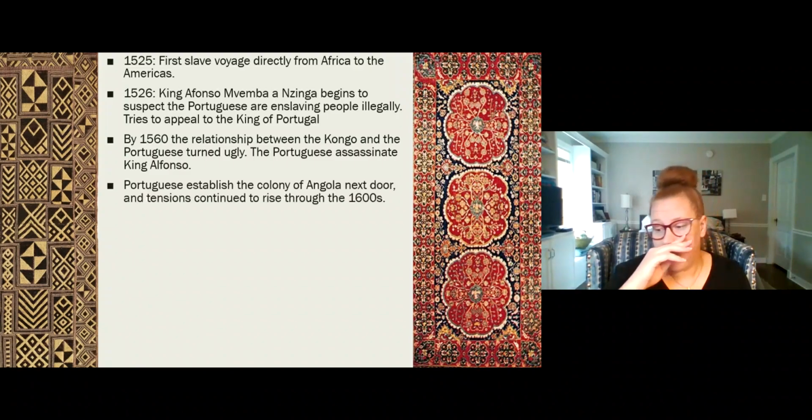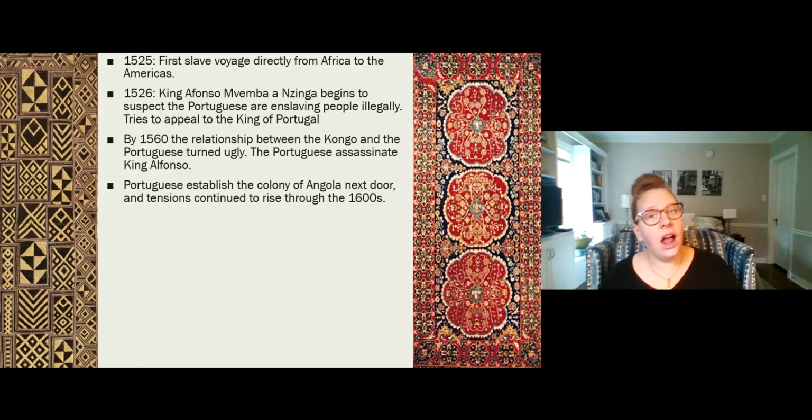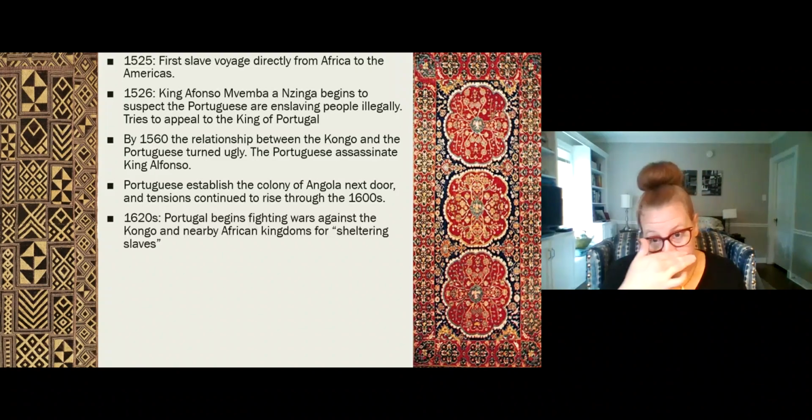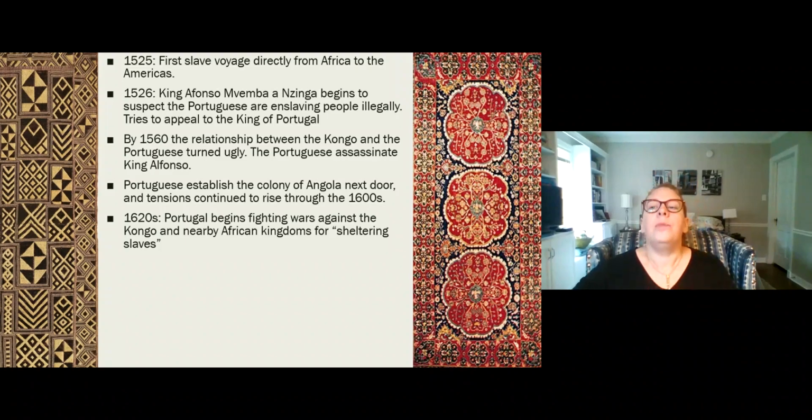Now, at this point, everything falls apart. The Portuguese establish a colony next door. That colony basically is used to constantly fight incursions into Congo, because the more conflict you have, the more prisoners you can take and the more slaves you get. Okay? So then Angola and Portugal start fighting wars against the neighboring kingdoms for sheltering slaves, i.e., protecting their people from being kidnapped. That is what is being called sheltering slaves.